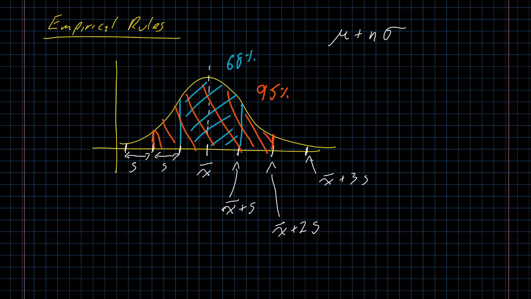And if we take this all the way out to the 3rd standard deviation, right? All of this, 99.7% of all scores are within 3 standard deviations of the mean.